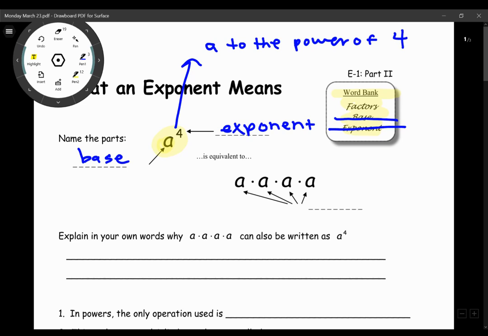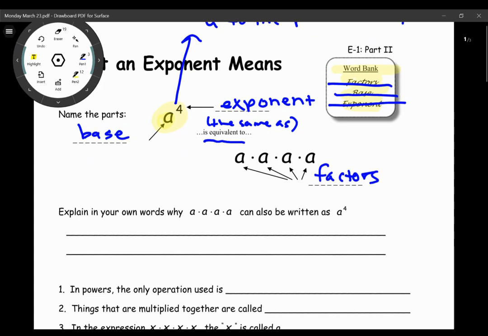So a to the power of 4 is the same or equivalent. So we know equivalent means the same as a times a times a times a. So these a's are what we call our factors. So right here, I'm going to write the word factors.